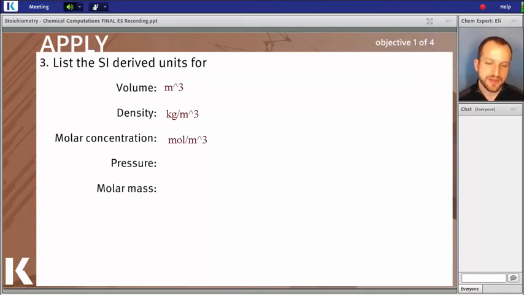For pressure, that would be kilograms over meters times seconds squared, all in the denominator. Now, of course, that comes from a fancy way of deriving pressure, which is our force per unit area, and force is in kilograms meters per second squared in the first place. I'm not going to show you the whole derivation of the unit, but it is the SI unit for pressure. And for molar mass, I have to have kilograms, which is my mass value, per mole, which is our molar conversion value. Again, these are just derived SI units.